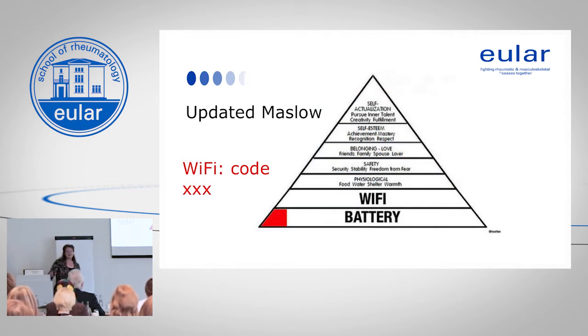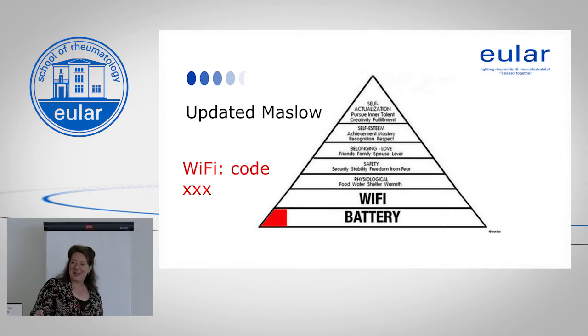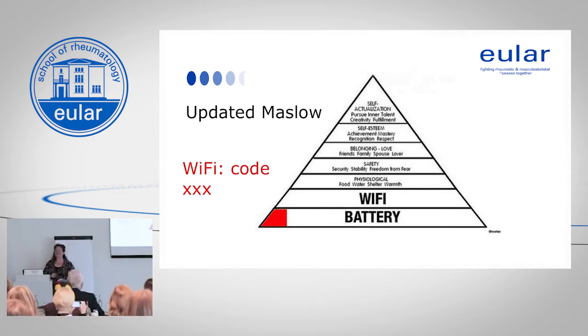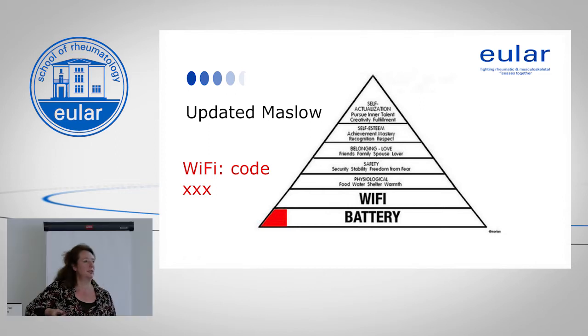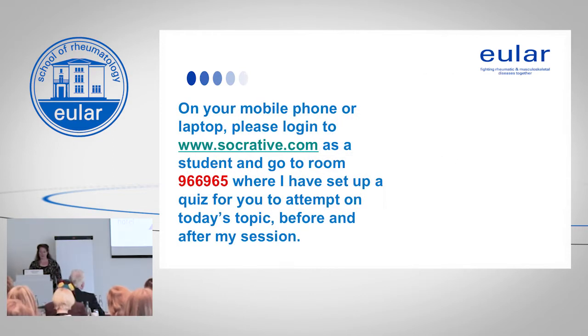Anybody seen Maslow's hierarchy of needs before? This is where we say we're trying to work to complete people's self-actualization at the top. But this is just updated to show that these days people don't feel their needs are being met unless they've got a good battery charge and access to Wi-Fi. But we have checked that. We have. Most of you have been able to log on to that quiz.